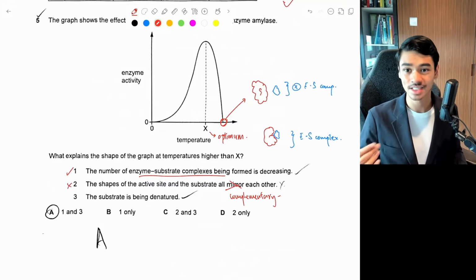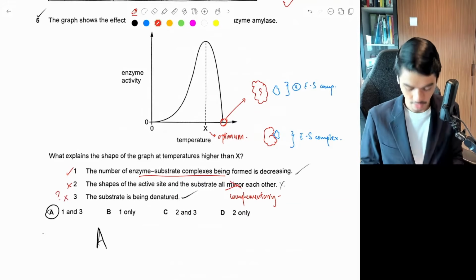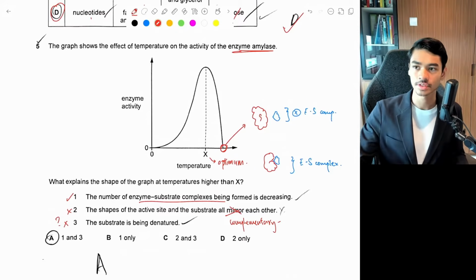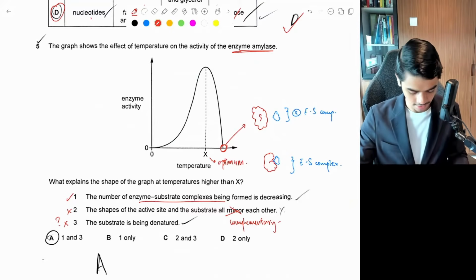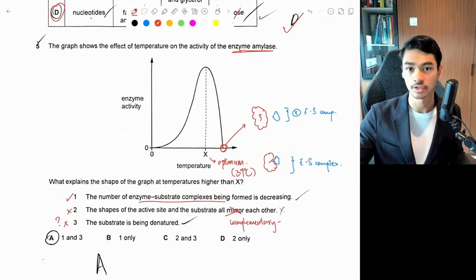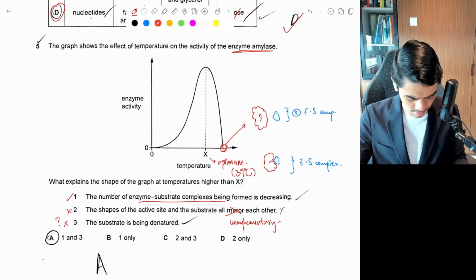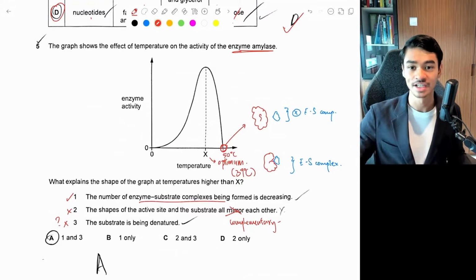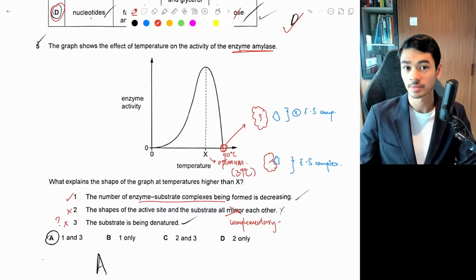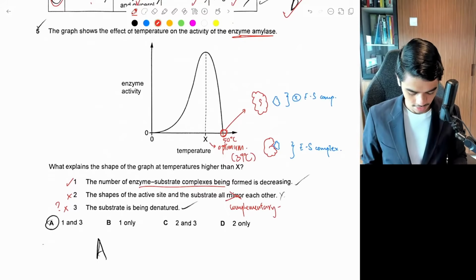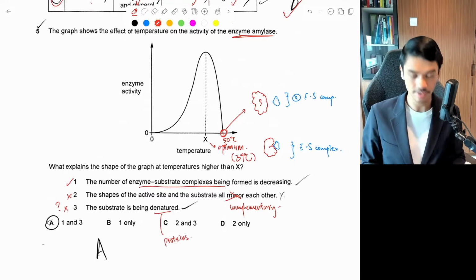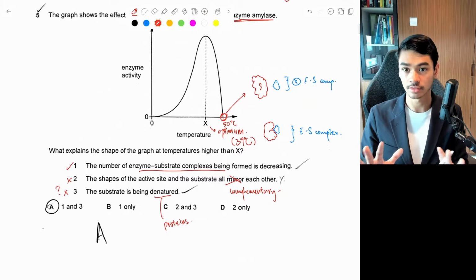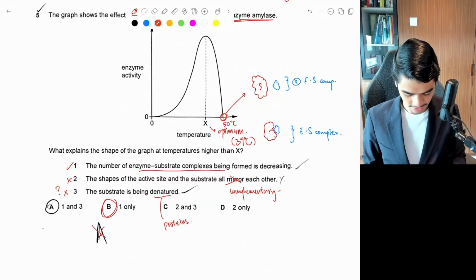Then 3 says the substrate is being denatured. Now this one is a question mark. You don't know. In fact, starch is catalyzed by amylase. This is enzyme amylase. So if you heat starch up higher than here, and we know that 37 degrees is the optimum for human amylase, then this point here seems like maybe 50 degrees. I don't know if it's to scale, but it seems like it's not crazy high, like 1000 degrees. So will starch denature at 50 degrees? We actually don't know, it might be fine. Another thing is that denature is used for proteins. So starch being a carbohydrate made of many glucose, does it denature? I don't think we can use that word. So I do not think 3 is correct. That's why I'll choose B. The answer is 1 only, B.